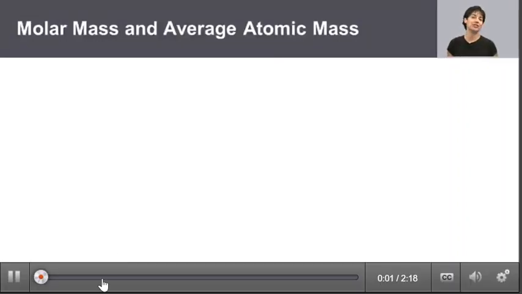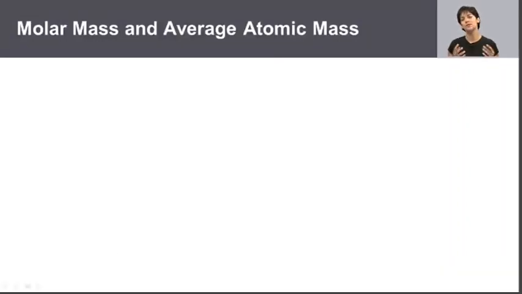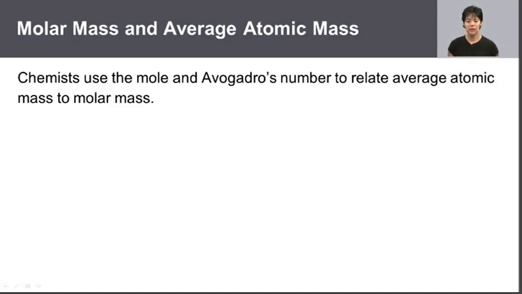Molar mass and average atomic mass. What does that mean? Well, it's very easy to understand why we use moles as units. It's much easier to say 2.5 moles than it is to say, for instance, 1.51 times 10 to the 24th atoms. Huge numbers. But there's also another practical reason why we use the mole in chemistry. We use the mole in Avogadro's number to connect the average atomic mass unit and molar mass.